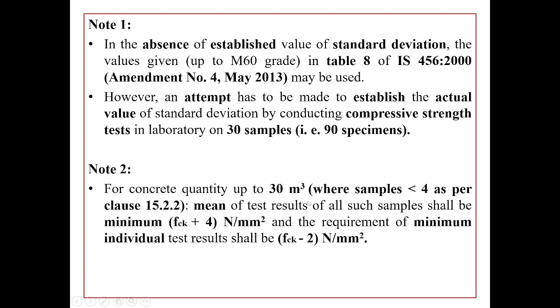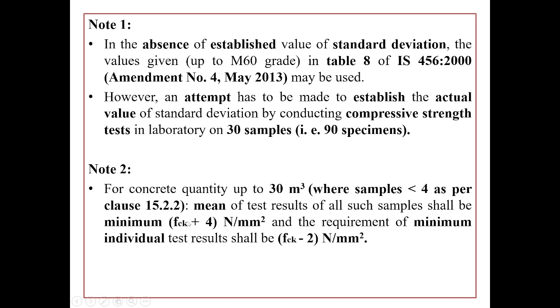Note 2. For concrete quantity up to 30 meter cube, where samples are less than 4 as per clause 15.2.2, which already we saw some 5 minutes back, the mean of test results of all such samples shall be minimum FCK plus 4 Newton per mm square, and the requirement of minimum individual test result shall be FCK minus 2 Newton per mm square. That means individual test result should not be less than FCK minus 2. It should be more than FCK minus 2 or at least minimum FCK minus 2 for this condition.